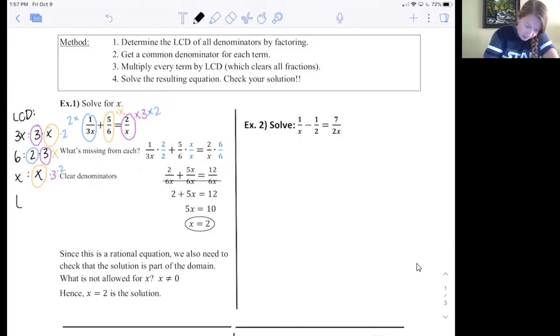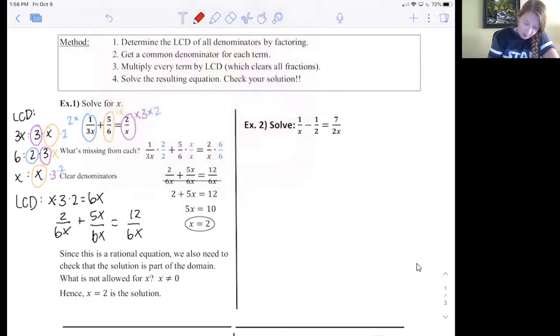So our LCD here, if we just look at my orange circle is x, purple circle 3, blue circle is 2. So that gives me 6x. So that's their denominator. And then if I do it right here, I times 2 times 1, which is 2 over 6x, plus 5 times x, so that's 5x over our LCD, which is 6x, which equals 2 times 3 times 2, which gives me 12 over our common denominator.